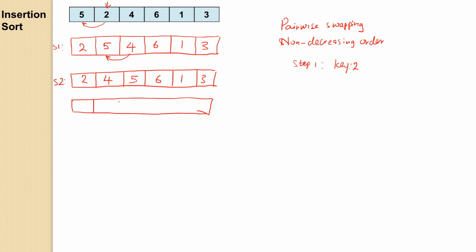So let's see what happens in the next step. Note that in step 2 we also have a key. And what is our key? Our key is 4, because this is what we are going to move. So in this case we have 2, 4 is okay, 4, 5 is okay, 5, 6 is okay, because we are taking it in pairs. Now we have 6, 1. This is our key.